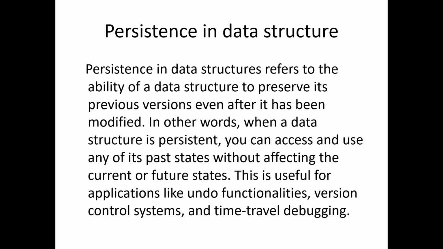Firstly, persistence in data structures. What is meant by persistence? Persistence in data structures refers to the ability of a data structure to preserve its previous versions even after it has been modified. In other words, the data structure is persistent. You can access and use any of its past states without affecting the current or further states. This is useful for applications like undo functionalities, version control systems, and time traveling debugging.